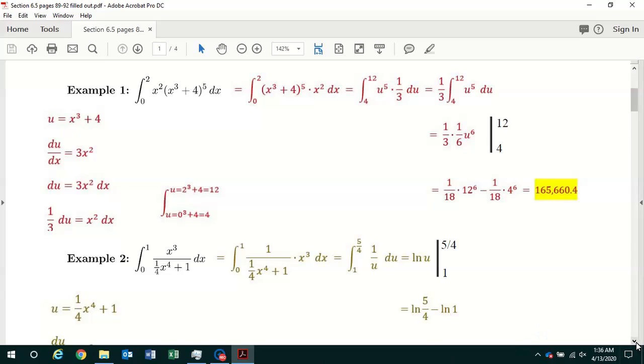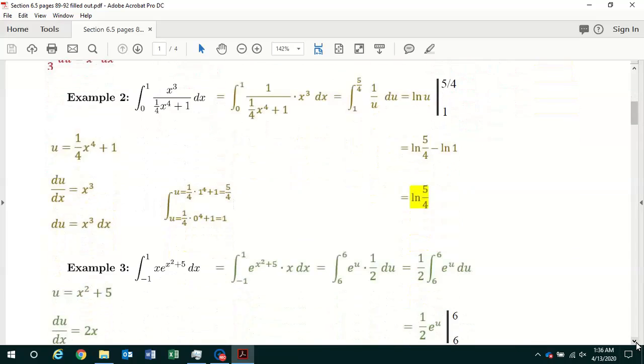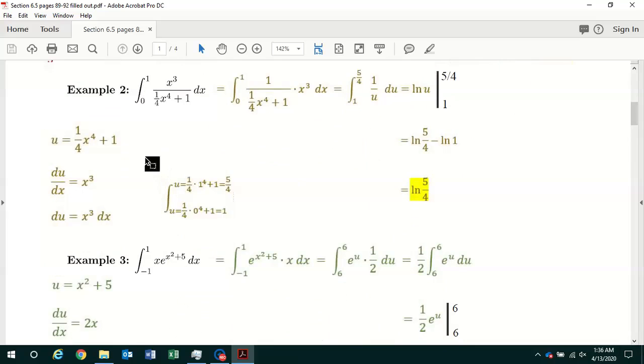All right, class, and now continuing with example 2, we have to evaluate the definite integral from 0 to 1 of the function x cubed over 1/4 times x to the 4th plus 1 with respect to x. Well, if you look in the denominator, the derivative of the denominator, 1/4 times x to the 4th plus 1, is just equal to x cubed. Well, we have the x cubed up here. So we can apply the U substitution method.